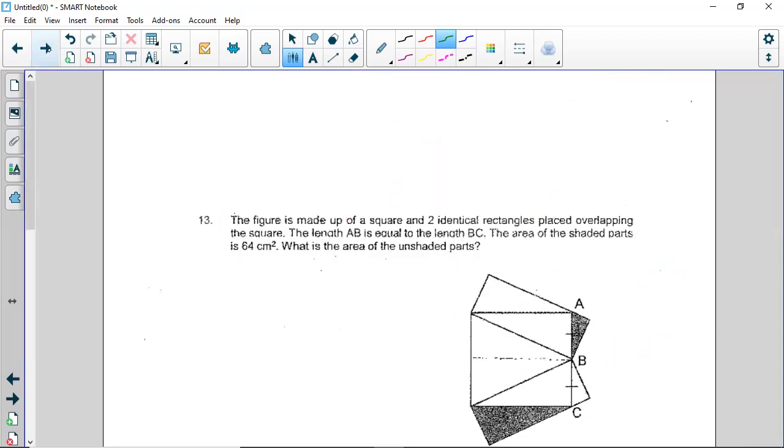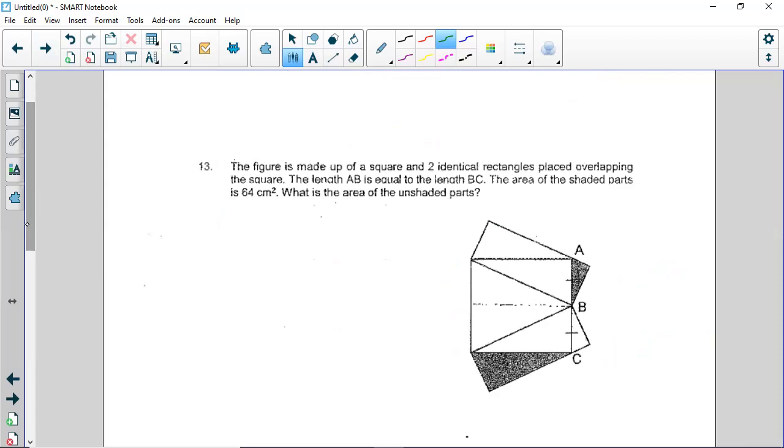Okay, next one. Question number 13. This one is, okay, in paper 1, there's always a few hard questions. So this is one of them. The figure is made of a square. Okay, where's a square? The square is here. All right, a square, and there are 2 identical rectangles. Where are they? They are here. Okay, there are 2 rectangles. Okay, and there's one more over here, so it's quite obvious.